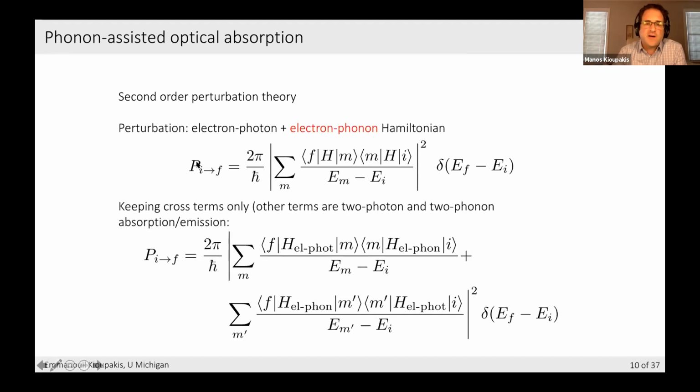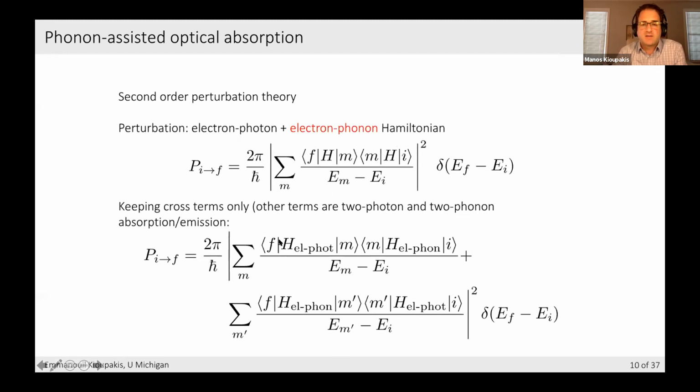And now to find the transition rate from the initial to the final state, we have to use second order perturbation theory. So again, we have the 2 pi over h bar, the matrix element squared, and the delta function for energy conservation, except now our matrix element involves 2 steps, where you go from an initial state through the perturbation to some virtual intermediate state, and then from that virtual intermediate, you go to your final state, and you divide by the energy difference between the initial and the intermediate state.